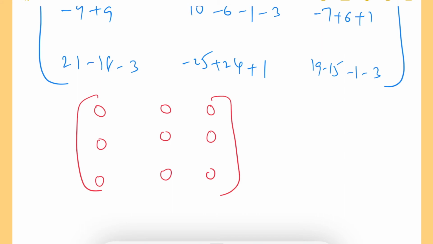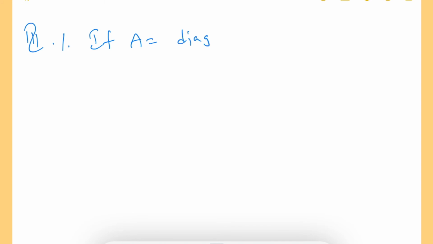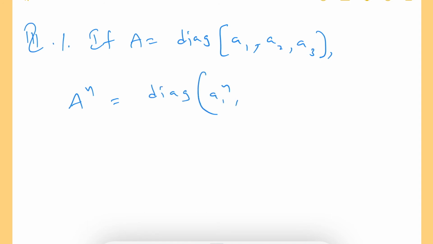Okay, now let us move to the third bit. In the third bit, the first question is: if matrix A is represented by diagonal A1, A2, A3, then for any integer n greater than or equal to 1, show that A power n equals diagonal A1 power n, A2 power n, A3 power n.